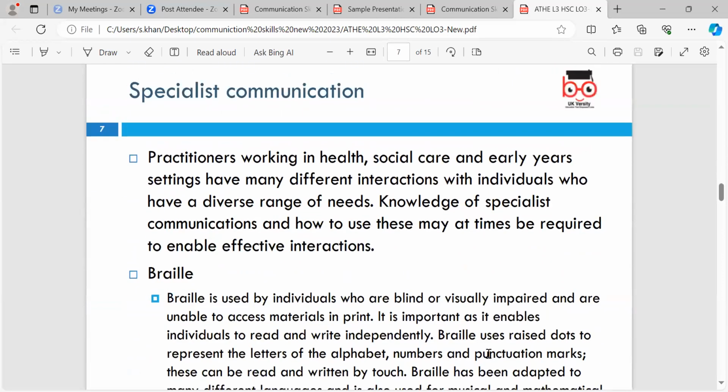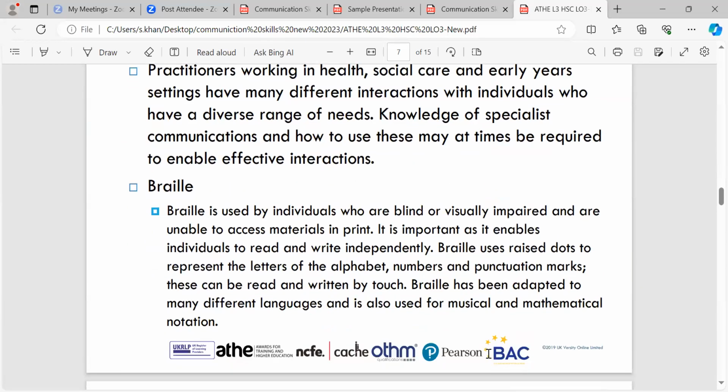Specialist communication. Practitioners working in health and social care and early years have different interactions with individuals who have a diverse range of needs. Knowledge of specialist communication and how to use it may at times be required for effective interaction. So Braille is used by visually impaired or blind people who are unable to access other sorts of materials. They will use Braille to help and support them, so that they can read what they want to read. The way Braille is presented is through raised dots and the alphabet.